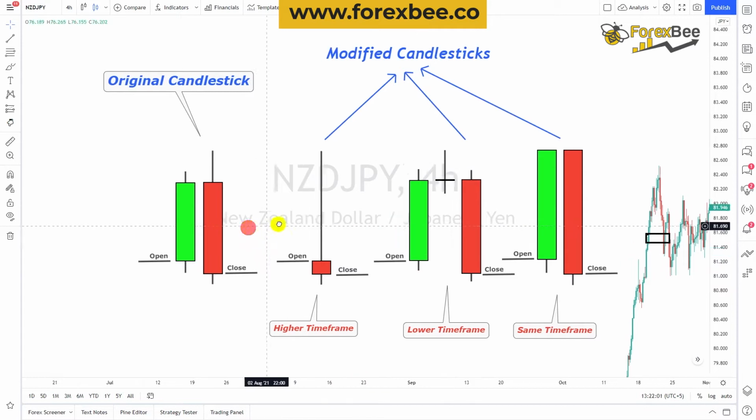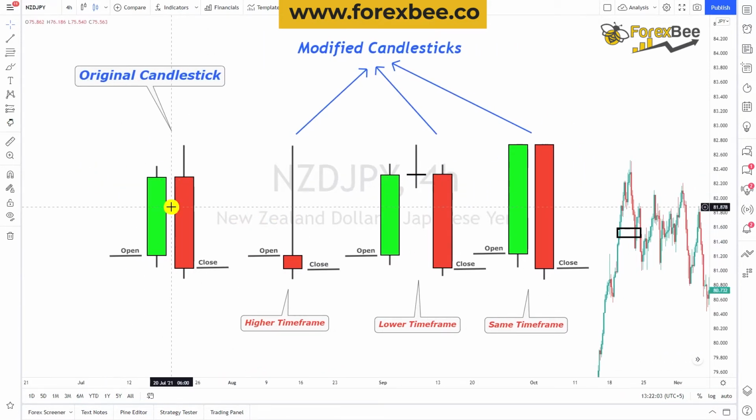So in here we're gonna take this bearish engulfing candlestick pattern as our original pattern, and we're gonna see what are the modified forms of this bearish engulfing candlestick pattern. And if you just master this candlestick pattern you'll be able to trade all other remaining candlestick patterns as well.